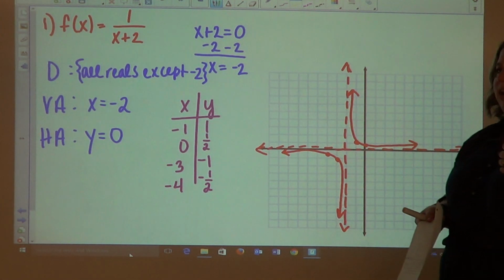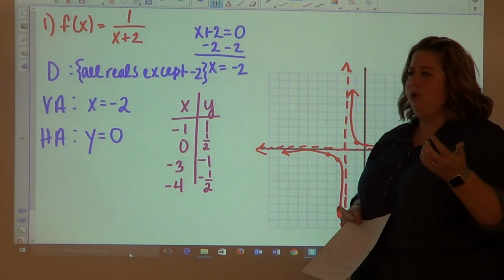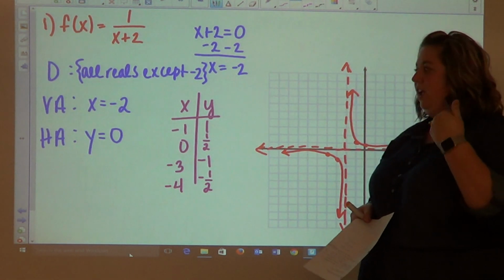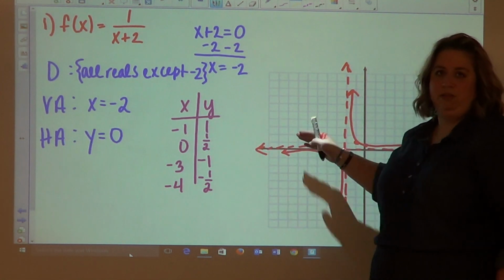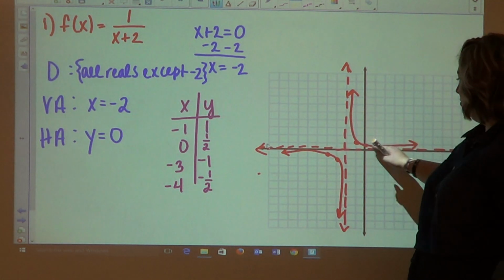And like I said at the beginning, the directions I think on this say things like find if it's continuous or find the intercepts, but I'm not going to make you do that. This is all I need you to do: domain, vertical asymptote, horizontal asymptote, and then graph it. And 2 points on each side is sufficient to make sure you know what the graph looks like.